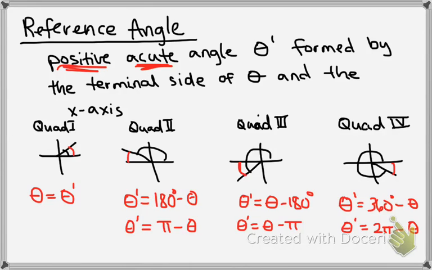Now all of these that I just did were for positive angles because we started from the initial side and went counterclockwise. So it's a little bit different if you work with negative angles, but most of the angles we look at are positive, so that's why we break it down into each quadrant for the positive angles. But always remember that your reference angle has to be positive and acute.